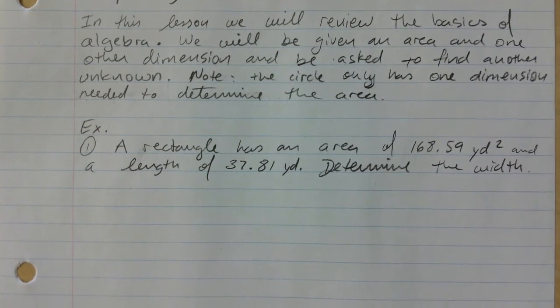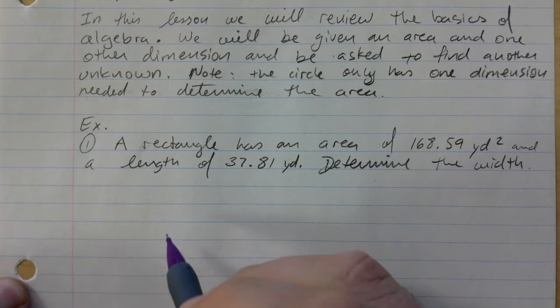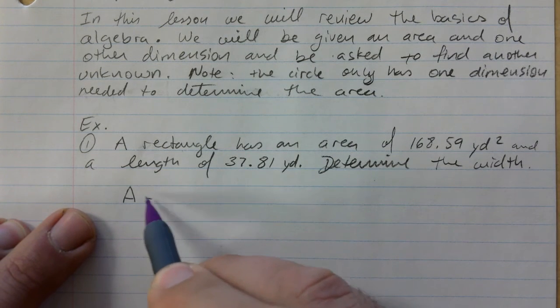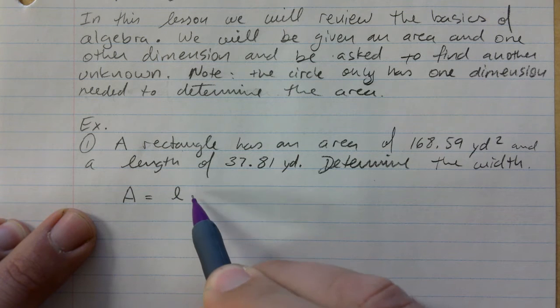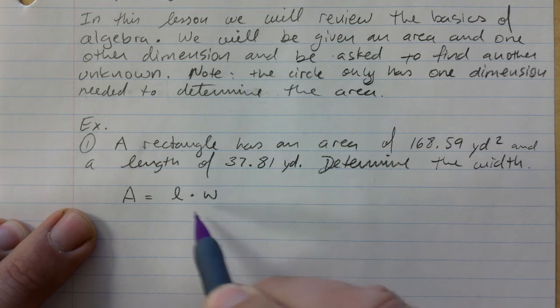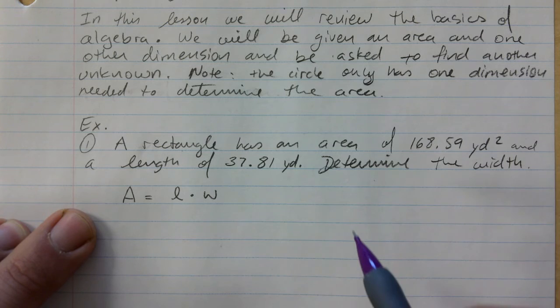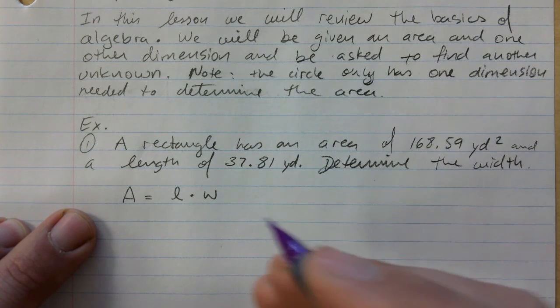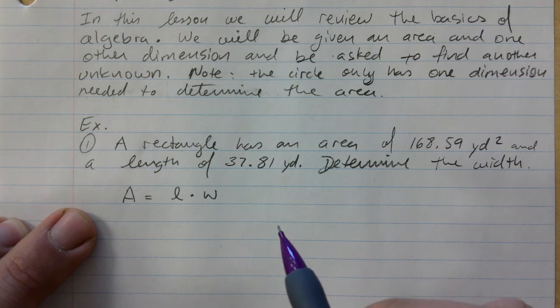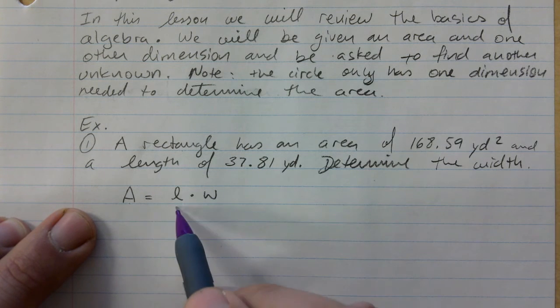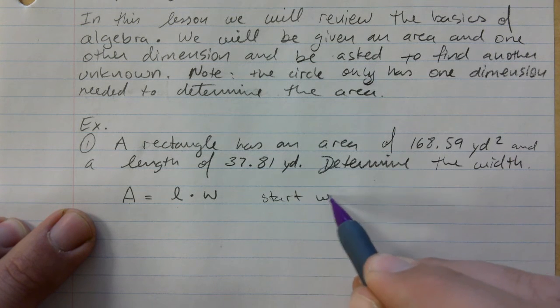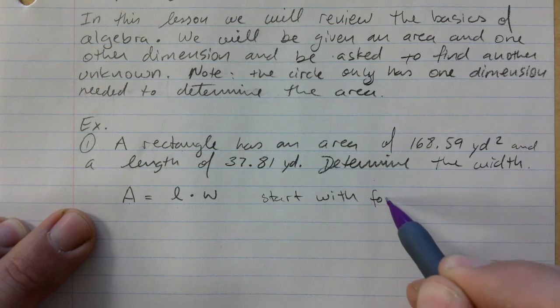Okay. Here we go. So it's a rectangle, so we know that the area of a rectangle is length times width. Okay, dot is used for times in math as well. You can do the X, you can do the bracket, you name it. Out of this, right? So start with formula.